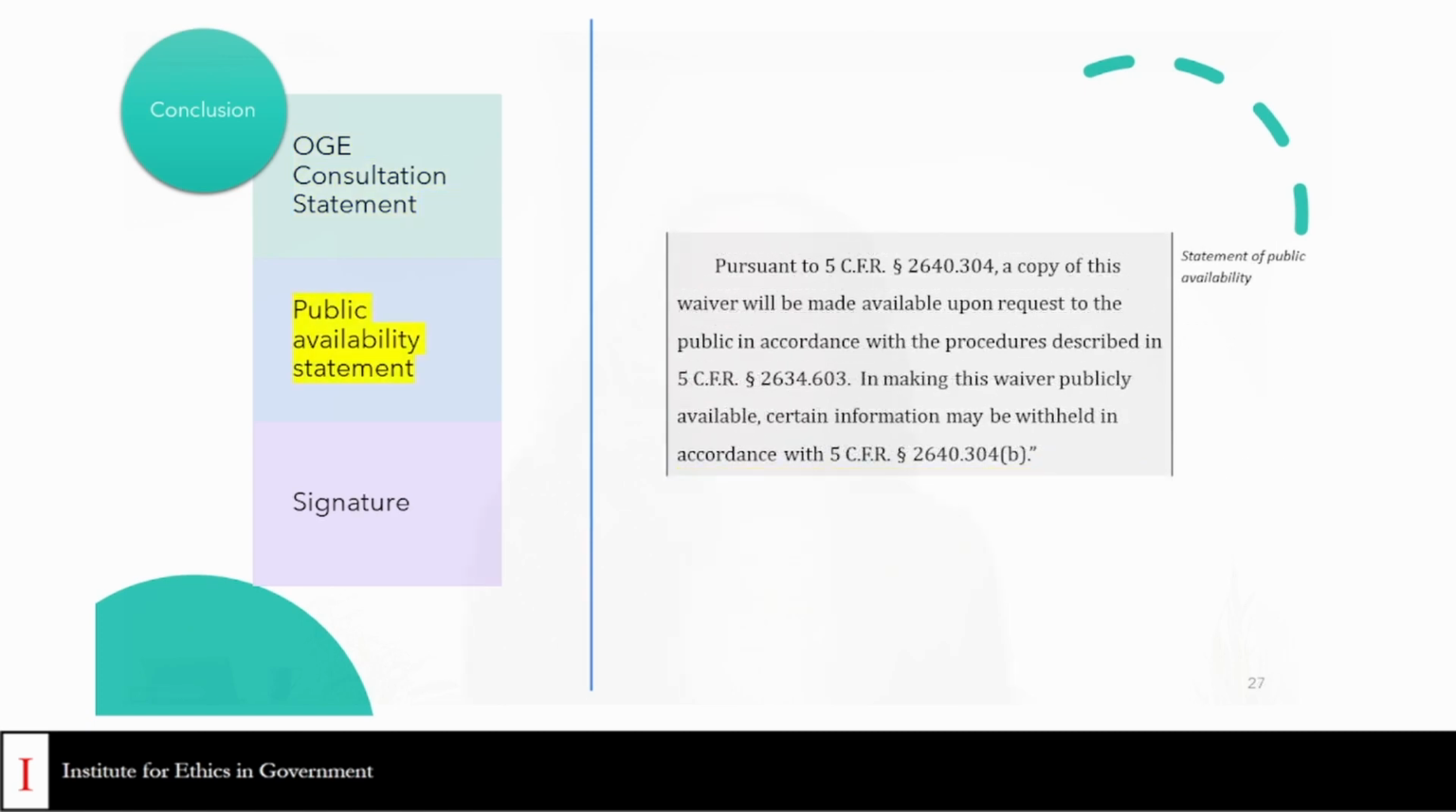The conclusion should also explain that waivers are publicly available under 5 CFR 2640.304. Including this statement provides the employee and the public with appropriate notice of the authorities and limitations under which waivers are made available to the public.